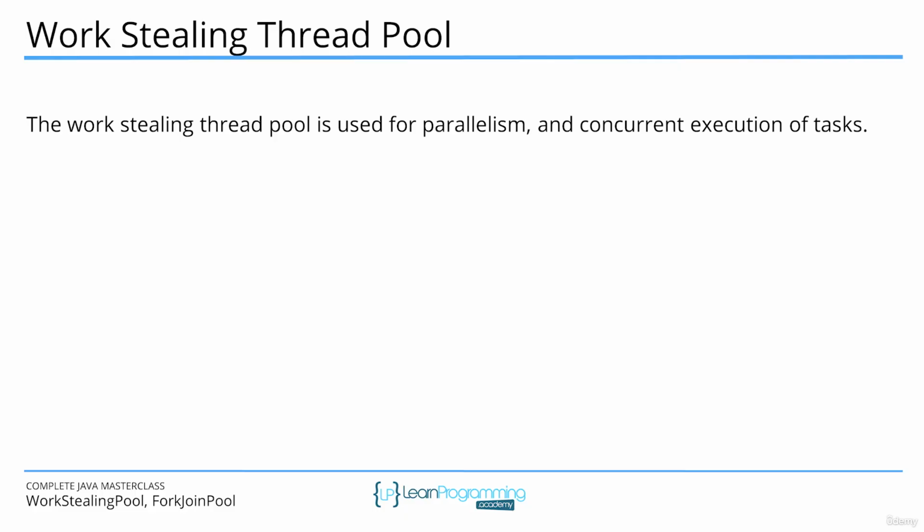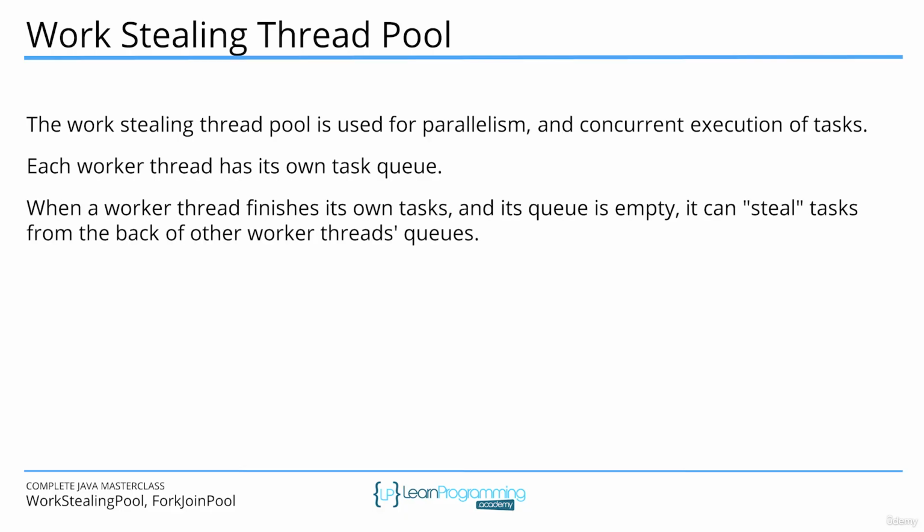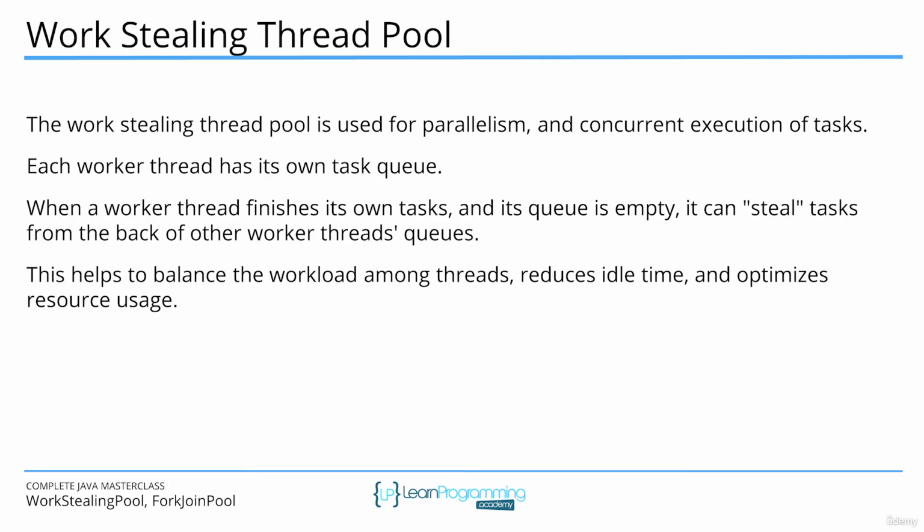The work stealing thread pool is used for parallelism and concurrent execution of tasks. Each worker thread has its own task queue. When a worker thread finishes its own tasks and its queue is empty, it can steal tasks from the back of other worker threads' queues. This helps to balance the workload among threads, reduces idle time, and optimizes resource usage.